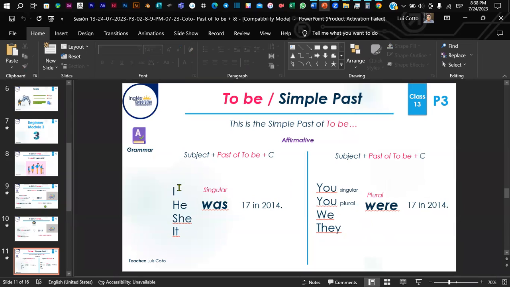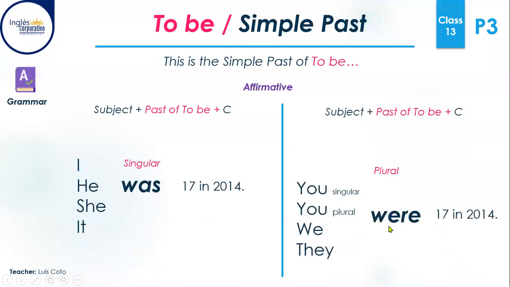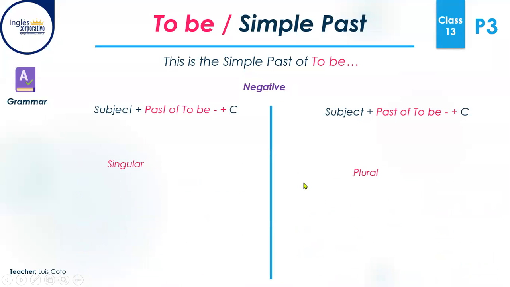I was, he was, she was, it was. You were, you singular. You were, you plural. Next, what is next? We were, they were. Correct. Okay, good. In the negative, how is it in the negative?